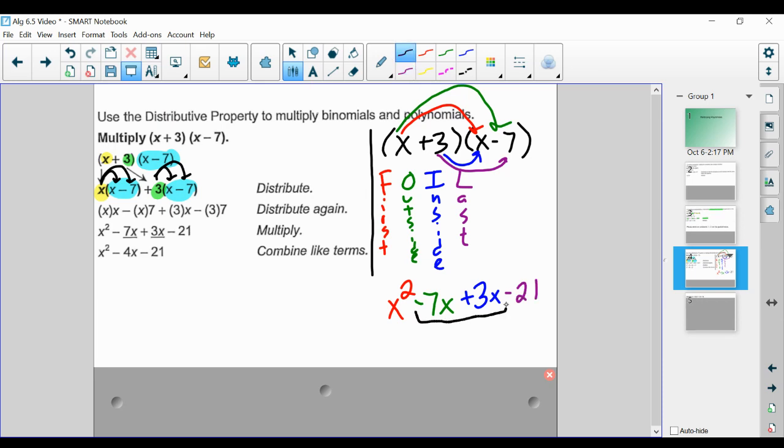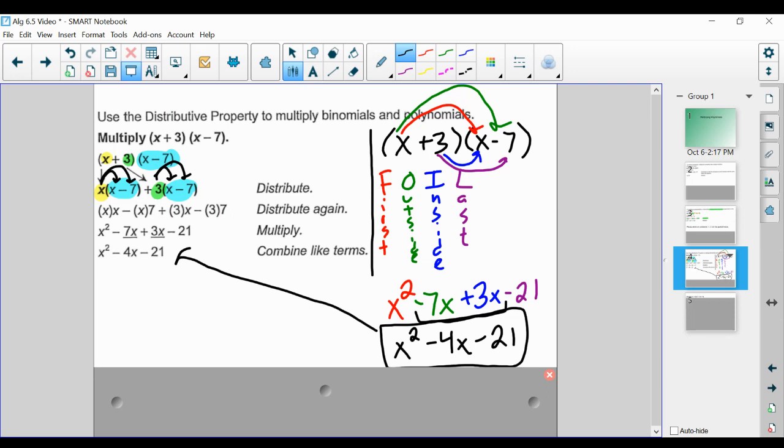Notice again, we have these like terms. So we end up with x squared minus 4x minus 21. And if you notice, that's the same answer that we have over on the left-hand side. X squared minus 4x minus 21. So the foiling method, and you'll commonly hear FOIL, FOIL, FOIL, is just another way to show this multiplication. Instead of doing this elongated method on the left-hand side, we can use the foiling method on the right-hand side. And I really hope you jotted that down, because it's going to be a very beneficial aspect of multiplying polynomials.